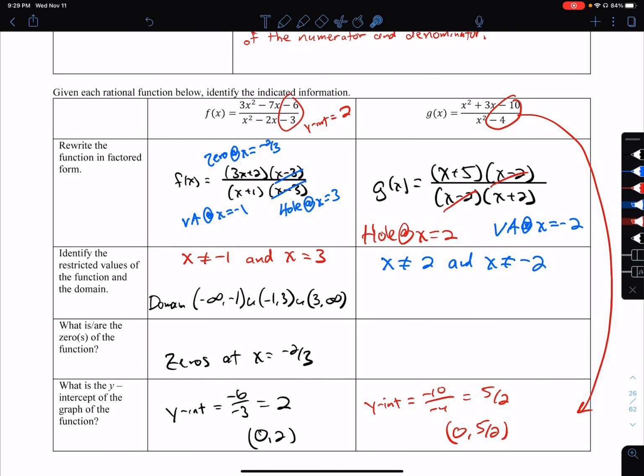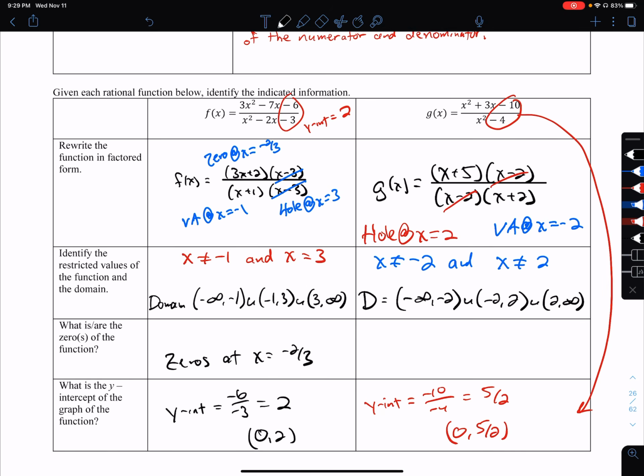It's better if I put the smaller thing on the left and the bigger thing on the right. Doesn't have to happen, but we can do that. And when we write the domain, it makes it a little bit easier. Assume the domain is everything except for the restricted values. So it's -infinity to -2, and then -2 to +2, and then 2 to infinity.